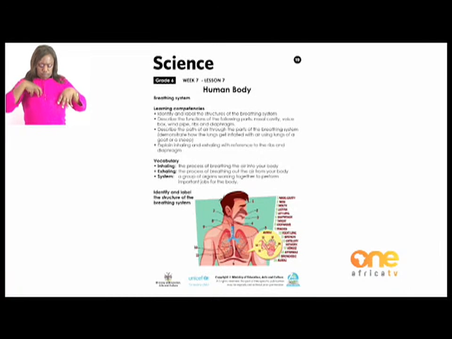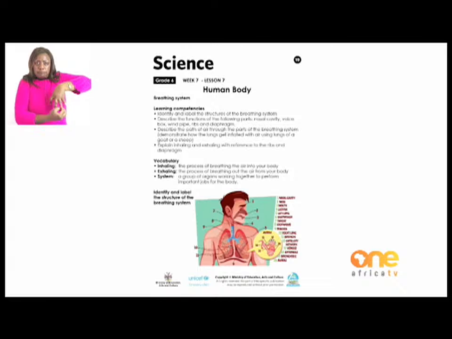6, we have the diaphragm. The diaphragm is situated underneath your lungs. It is a muscle which is based underneath your lungs, which controls the movement of air inside and outside. And then we have the throat. If you look at number 7, the throat is actually after the mouth. When you're breathing through the mouth, the air goes into your throat before it reaches the lungs.